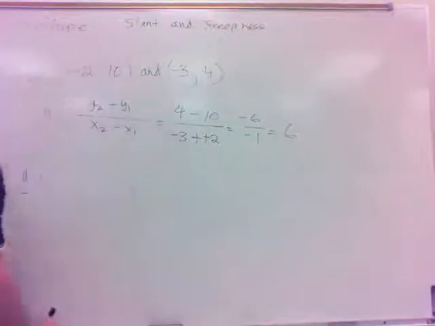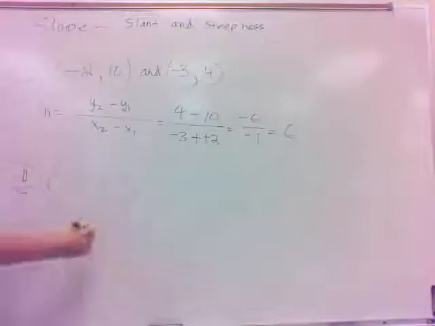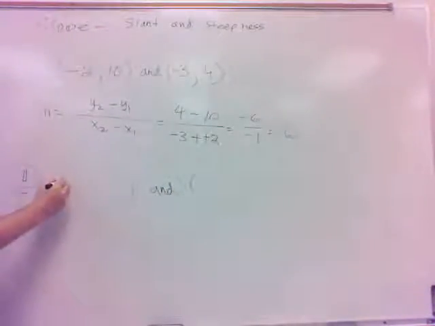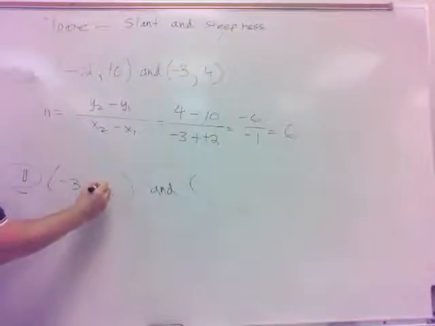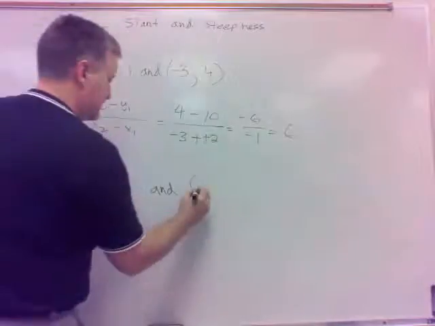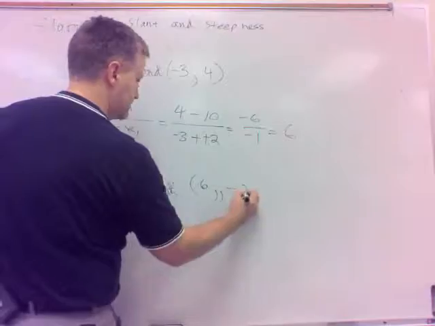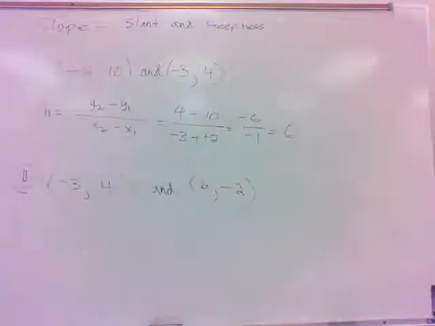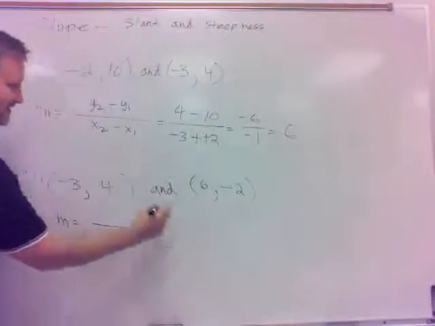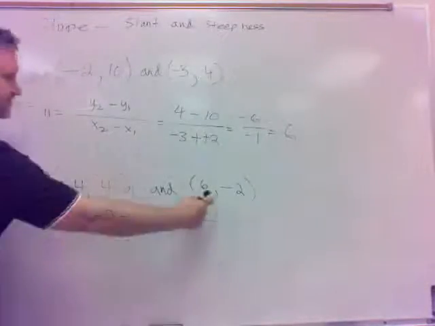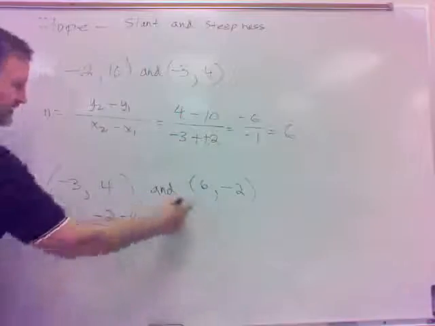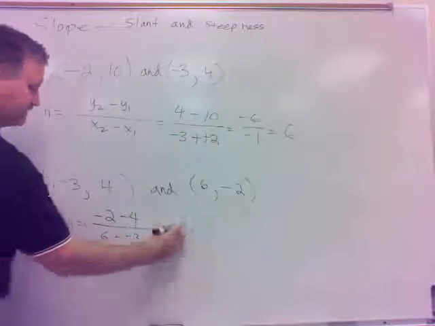How about, I should have had these thought out a little more. All right, how about I'll make it -3 and 4, and then 6, -2. I know that one's negative. Pretty sure. Okay. All right, so the slope there would be -2 minus 4, second y minus first y, over second x, 6 minus -3.